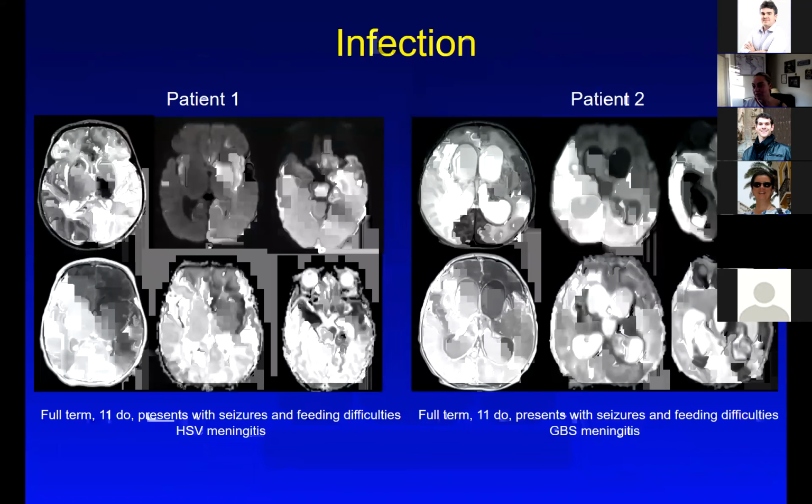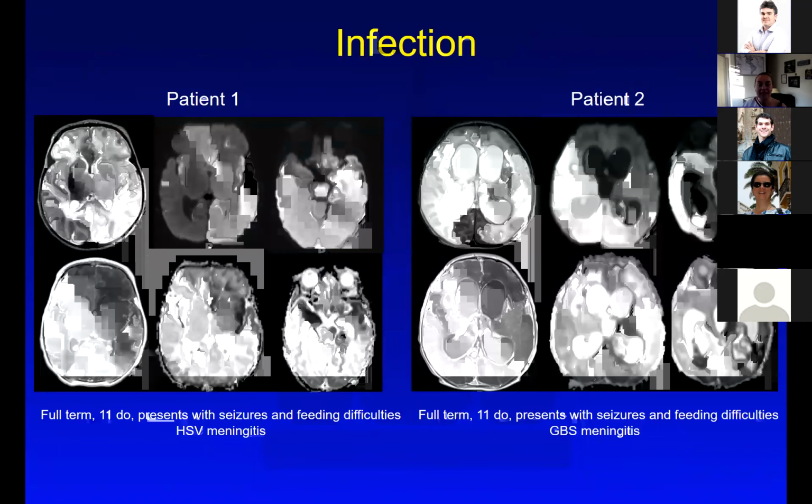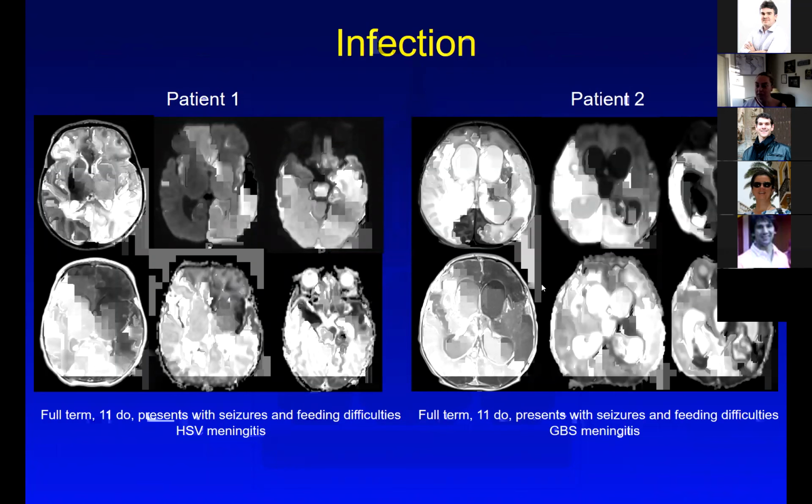Neonates can also suffer from infection. As you know, sepsis is a high concern in these infants with immature immunity. I am showing two different patients side by side, and they both had central nervous system infection.